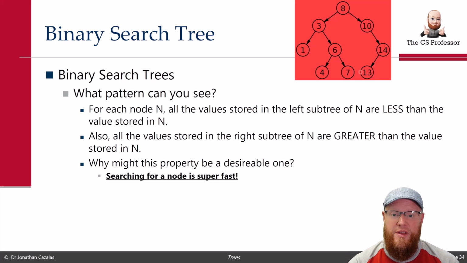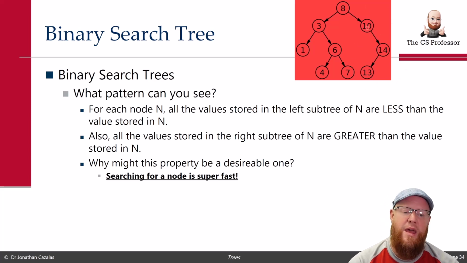It would be an O of N traversal. But now check this out. If I'm looking for the node 14, I'm going to start at the root. I'm going to say, hey, root, are you 14? Root says, no, I'm not 14. Cool. Is 14 smaller than you? No. Oh, cool. So it must be bigger. So now we're only going to look at this right side for 14.